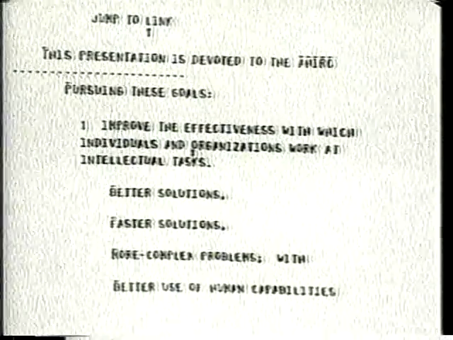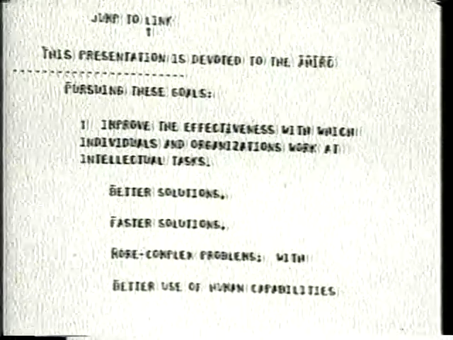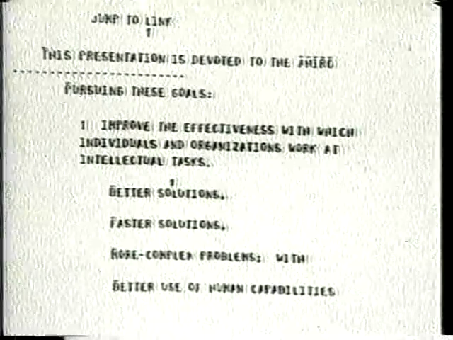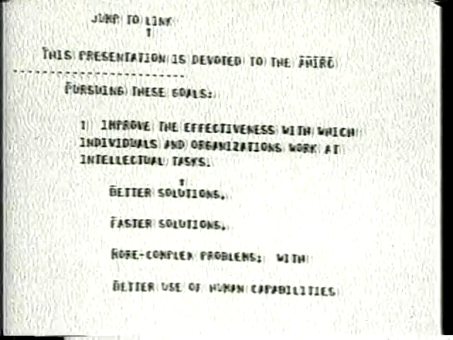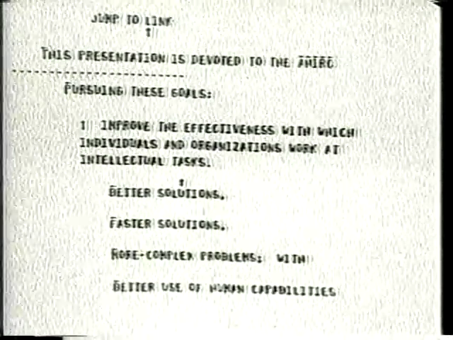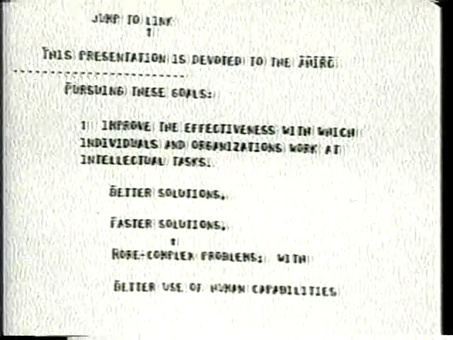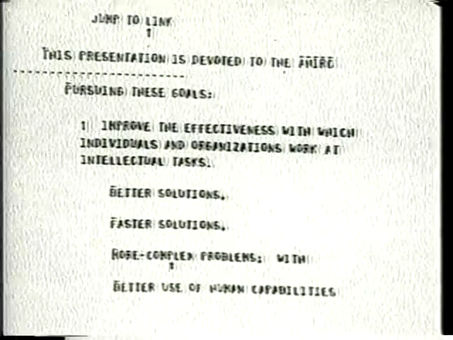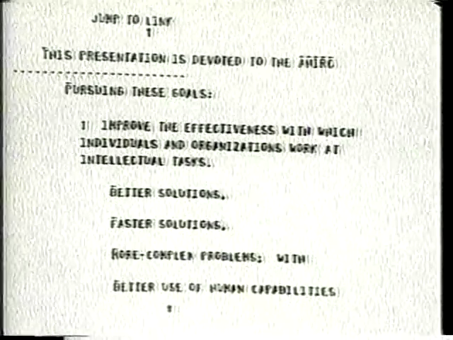But I go back to where I was and say, let's continue on in this file. That link took me out to a different file, to a statement for that view, and I jump back to this file where I was, and now within this file I make a link to another to say, the HIRC is pursuing these goals. Basic goal, improve the effectiveness with which individuals and organizations work at intellectual tasks. What does their effectiveness involve then? Better solutions, faster solutions, solutions to more complex problems, with better use of human capabilities.